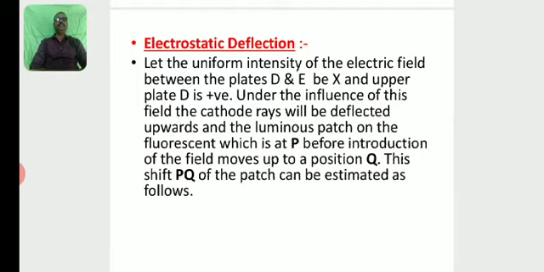Electrostatic deflection. Let the uniform intensity of the electric field between the plates D and E be X, where X is the intensity of the electric field. The upper plate D is positive. Under the influence of this field, the cathode rays, that means the beam of electrons, will be deflected upwards, and the luminous patch on the fluorescent screen, which is at P before introduction of the field, moves up to a position Q. This shift PQ of the patch can be estimated as follows.